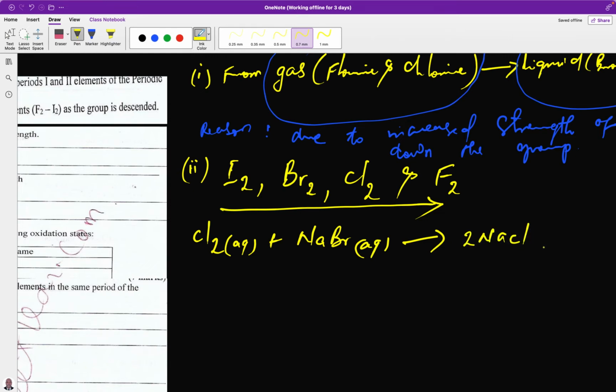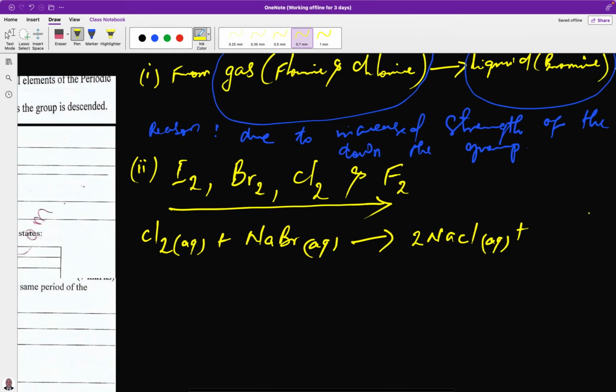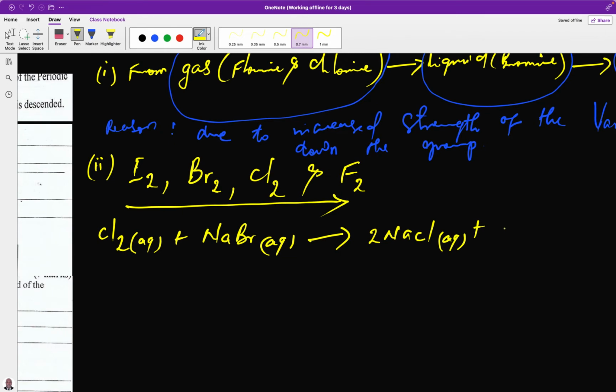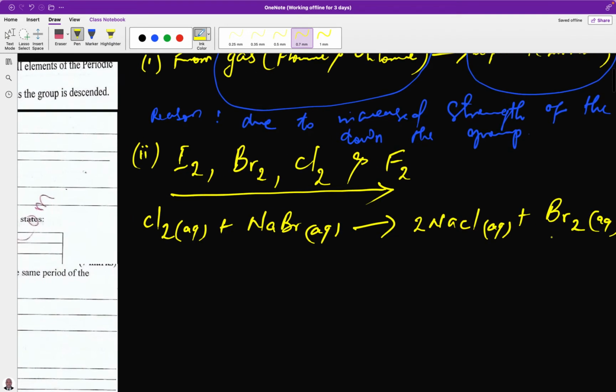sodium chloride, which is aqueous, plus this one. And balancing the equation, you will see that this will be there. So chlorine has a high oxidizing ability because it's going to displace bromine.